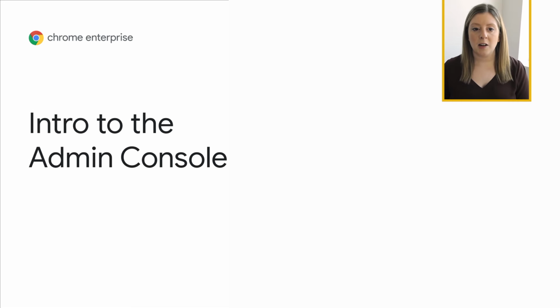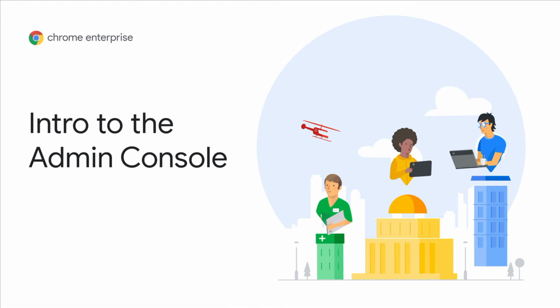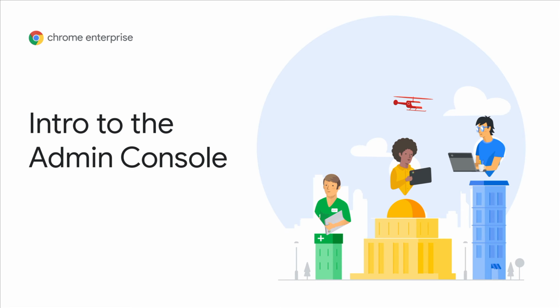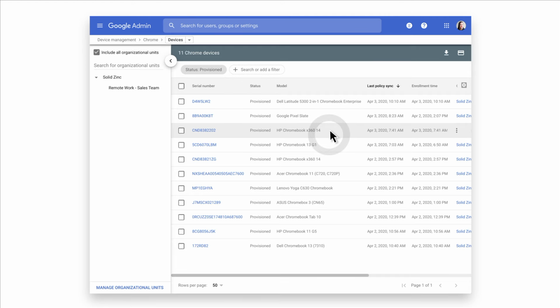Now that you've unlocked Chrome Enterprise policies and management capabilities across your fleet, let's take a look at how to use the admin console. In this demo, you'll learn about navigating the Chrome admin console and features. Let's get started. First, select Devices to view the list of devices that you've enrolled into the domain.